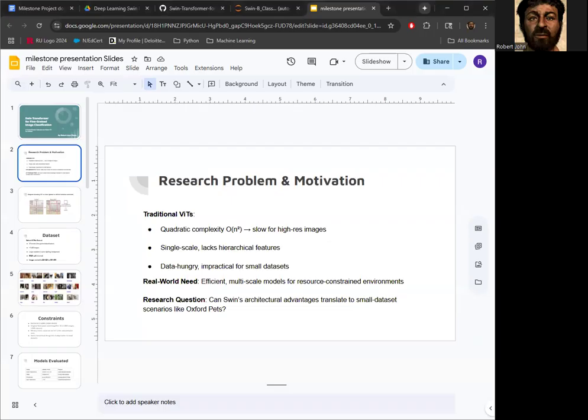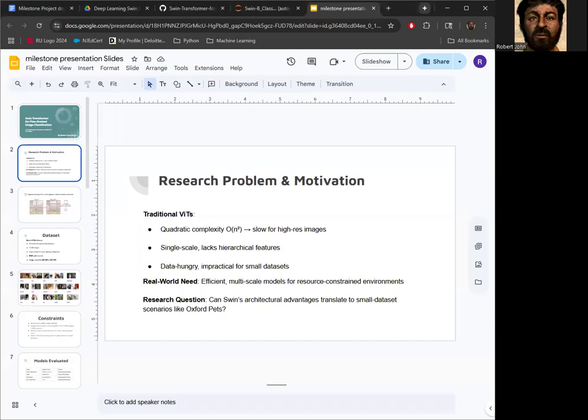Let's start by looking at the problem we're trying to solve. Traditional vision transformers are powerful, but they have three big drawbacks. First, they have quadratic complexity, meaning they slow down drastically with high resolution images. Second, they operate at a single scale, so they miss the kind of hierarchical details you'd see in CNNs. And third, they're data hungry. You need massive datasets to get good results, which makes them impractical for smaller datasets like Oxford's Pets.